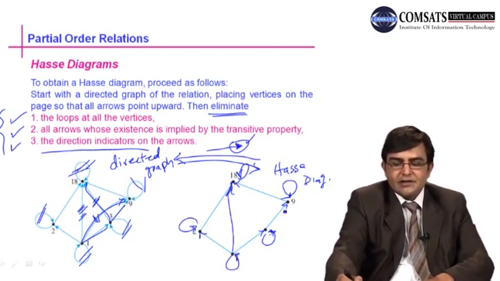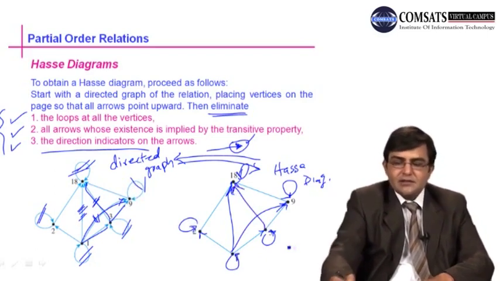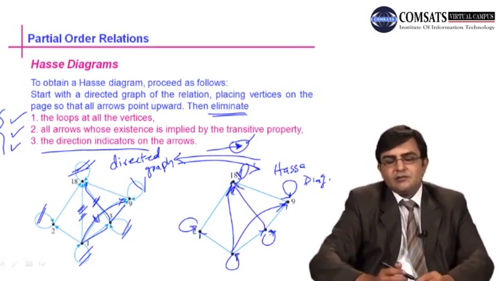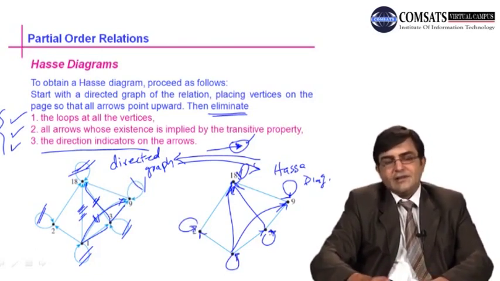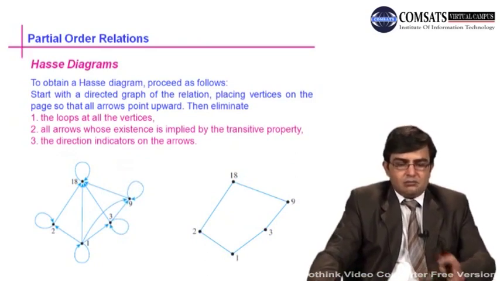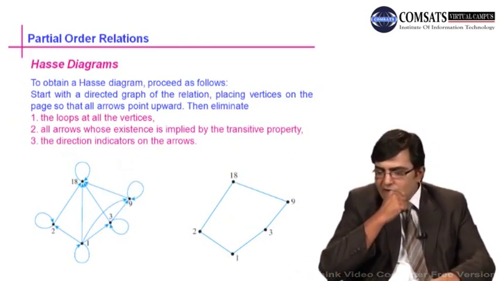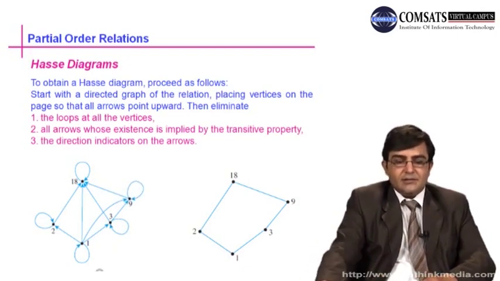Similarly, 1 is related to 3, 3 is related to 9, so 1 must be related to 9. Now 3 is related to 9, 9 is related to 18, so 3 must be related to 18. So we have only 3 arrows which we have added. Therefore, we can construct a directed graph. From a directed graph we can construct a Hasse diagram, and from a Hasse diagram we can construct a directed graph. So this is what we basically do in partial order relations.